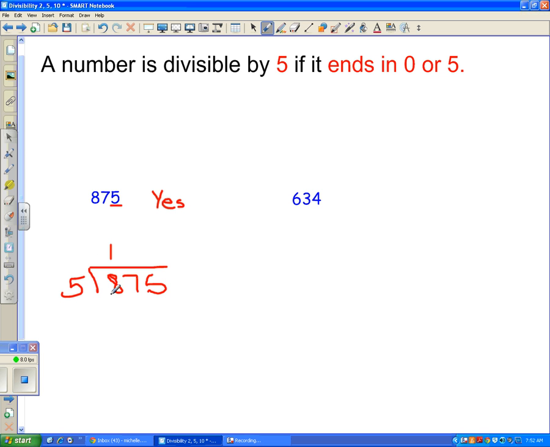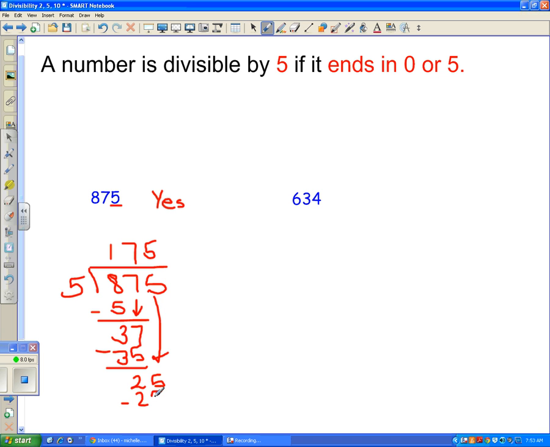So 5 goes into 8 one time. Going to subtract here, bring down my 7, and then 5 goes into 37 7 times. 5 times 7 is 35. Again, subtract. Remember when you subtract, you want to make sure that your answer here is less than the divisor. Bring down my 5 then. 25 divided by 5 is 5.